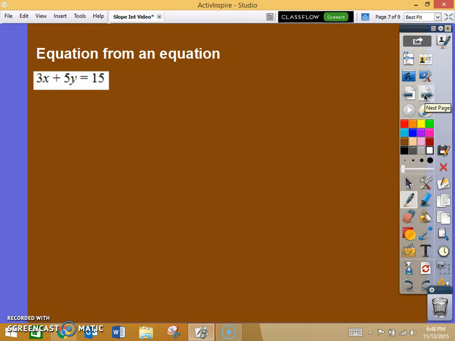All right, so we've talked about tables, we've talked about ordered pairs. Our next example here is writing an equation from another equation. So sometimes we have an equation in one form and we need to move on to a different one. So let's try this example.